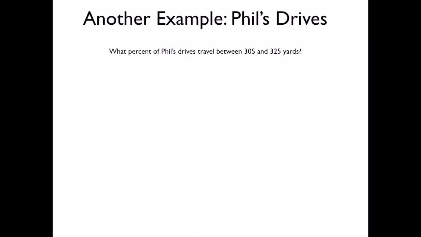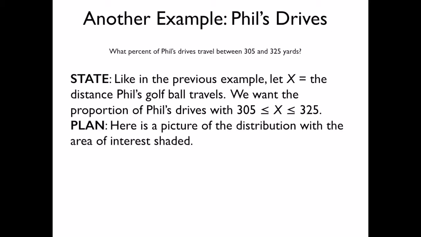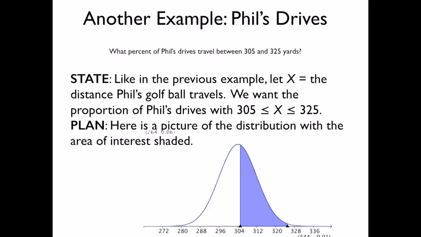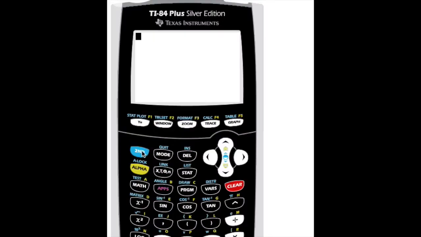Let's take a look at another example. What percent of drives are between 305 and 325 yards? Once again, we'll start with the statement of the problem in terms of a variable x. Then we want to shade the distribution to show what the area of interest is. In this case, we're looking between 305 and 325. And then we'll use the normal CDF function, which we access by second vars.